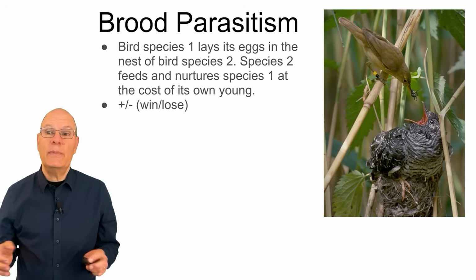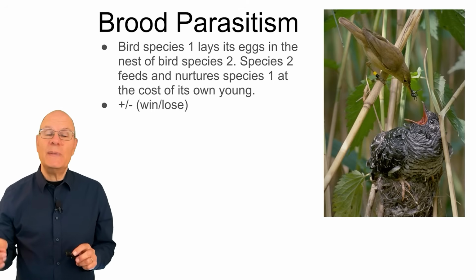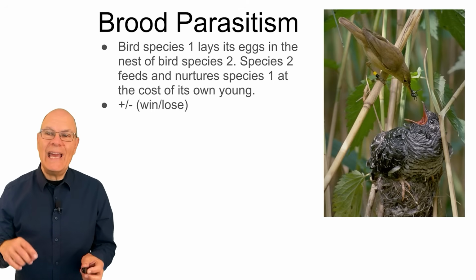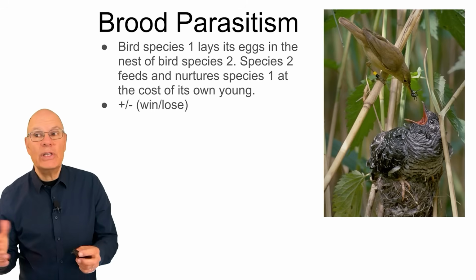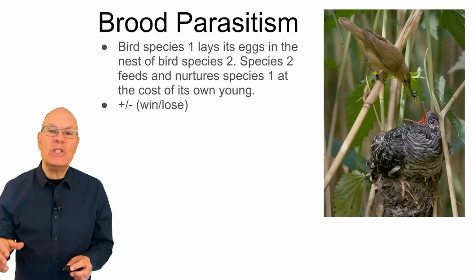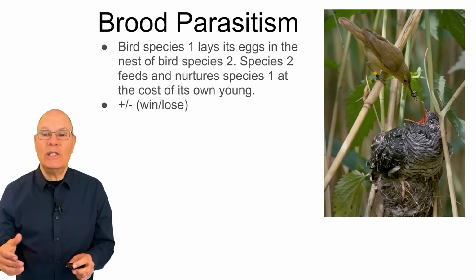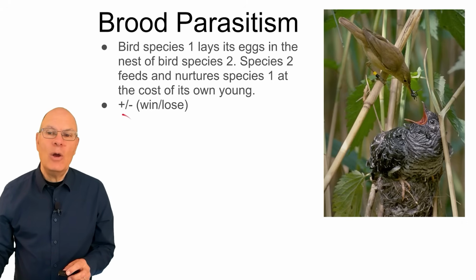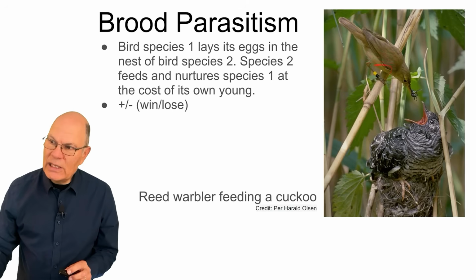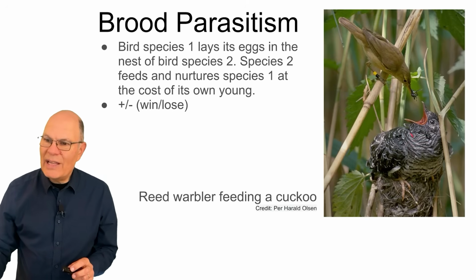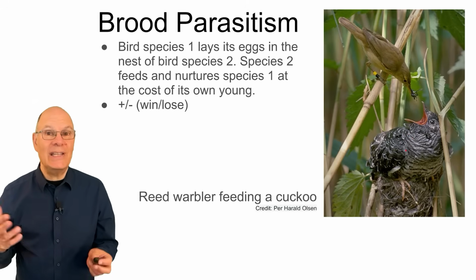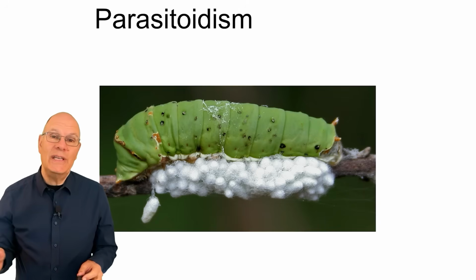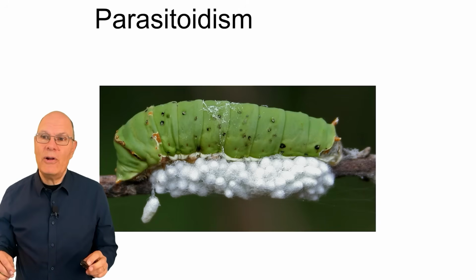Brood parasitism is a relationship in which bird species 1 lays its eggs in the nests of bird species 2. Species 2 feeds and nurtures species 1 at the cost of its own young. That's obviously a win-lose, plus-minus relationship. And here we see this little reed warbler that's feeding this cuckoo that has parasitized its nest. Parasitoidism is yet another variation on parasitism.